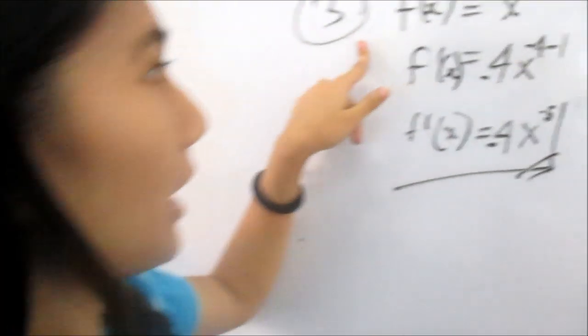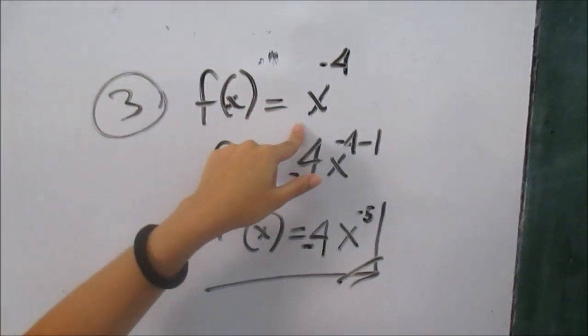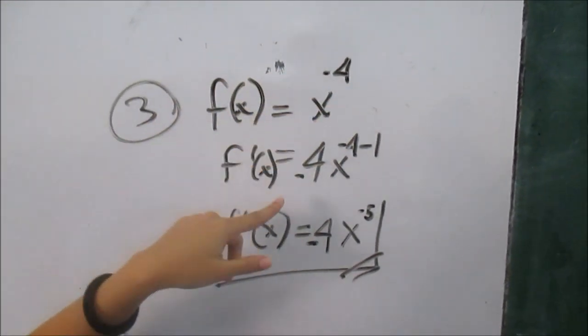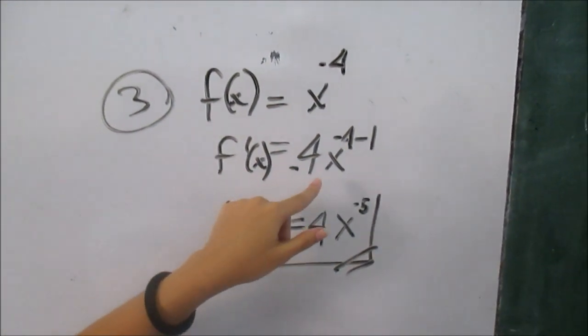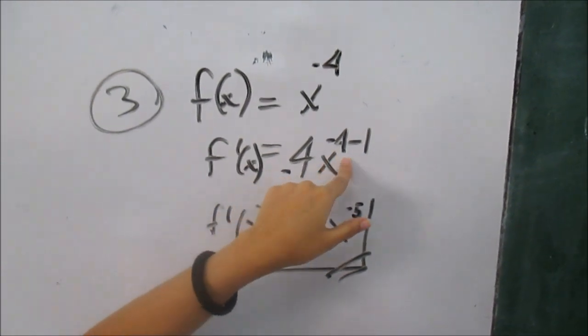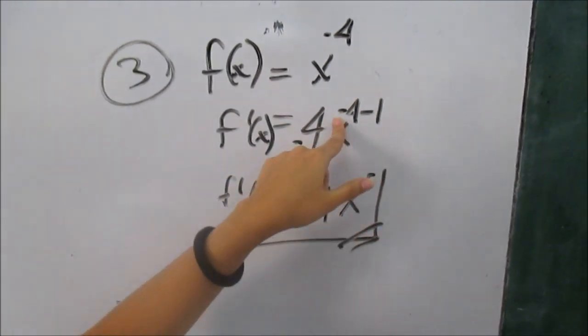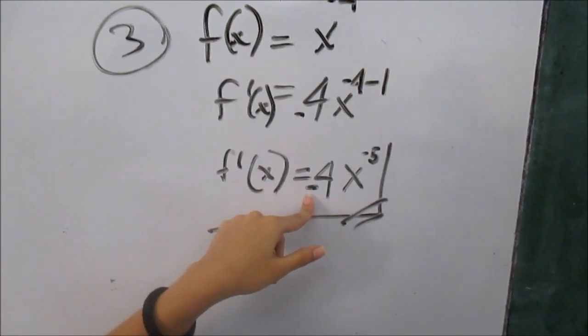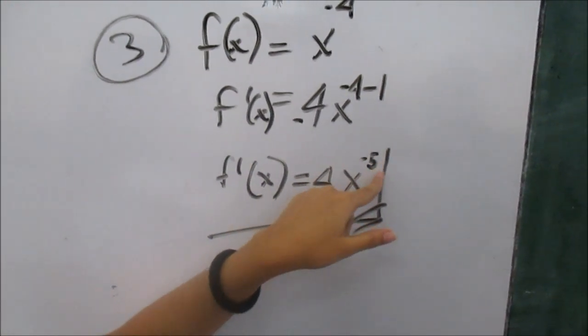So, example number 3. F of x equals x to the power of negative 4. Bring down the negative 4, so f prime of x equals negative 4x to the power of negative 4 minus 1. Negative 4 minus 1 equals negative 5. So, f prime of x equals negative 4 times x to the power of negative 5.